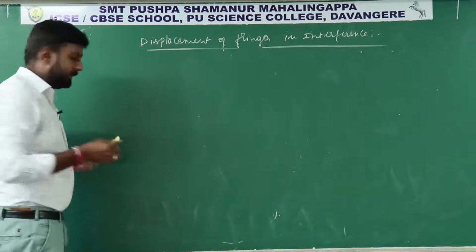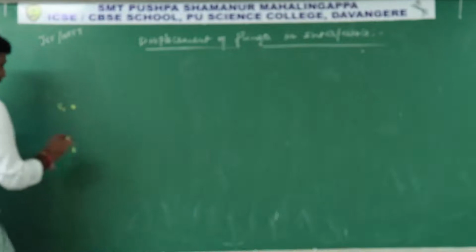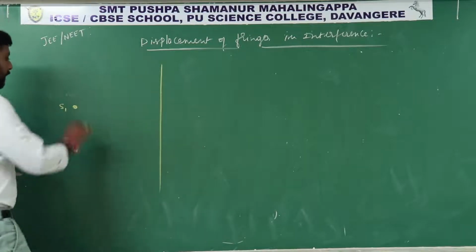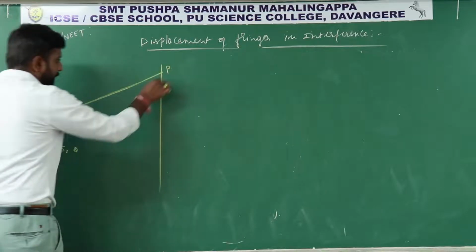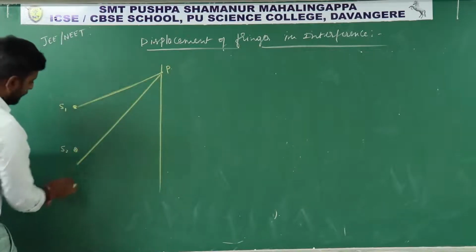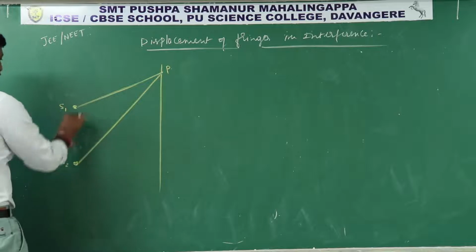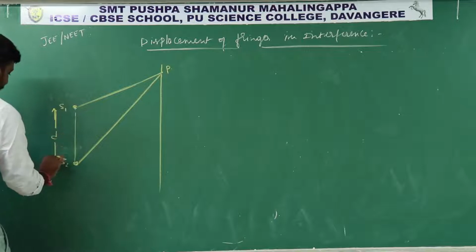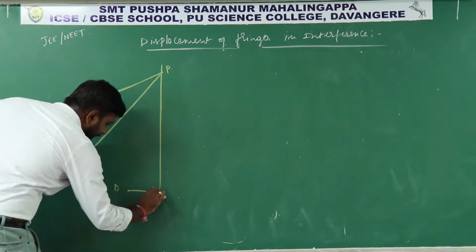So let us consider again two slits, S1 and this slit is S2, and here there is a screen. From S1 the wave will travel the distance S1P, and from S2 also the wave will travel a distance, which let us take as S2P. This is the distance between the two slits, small d. This is the distance between the slits and the screen, capital D.